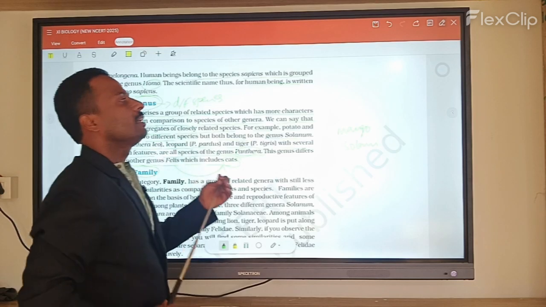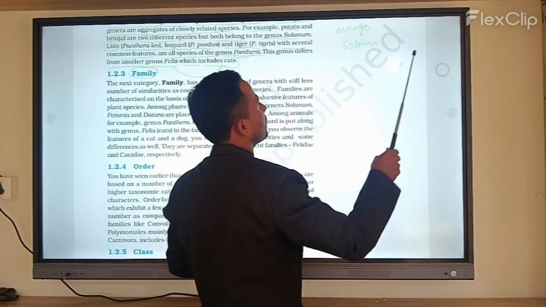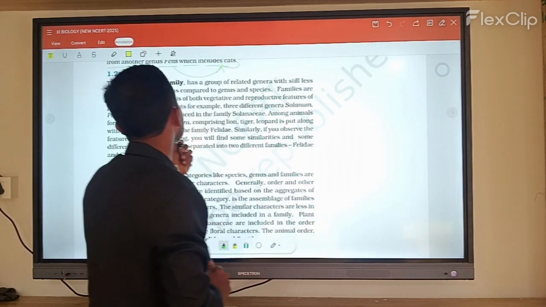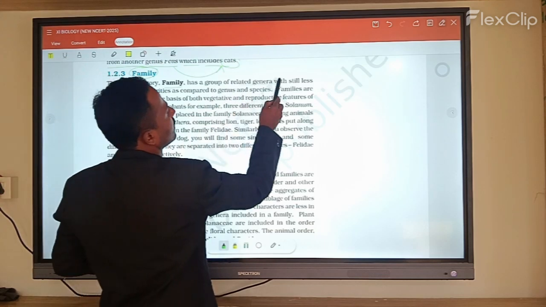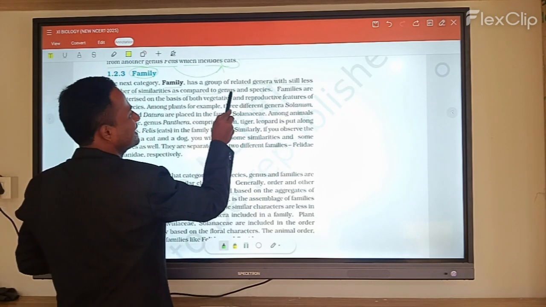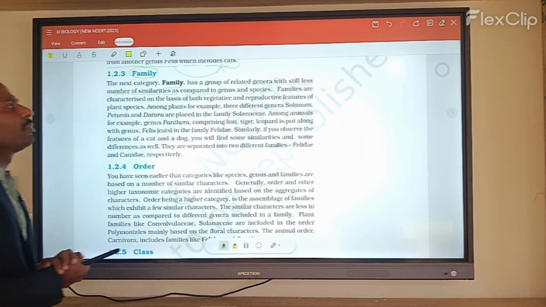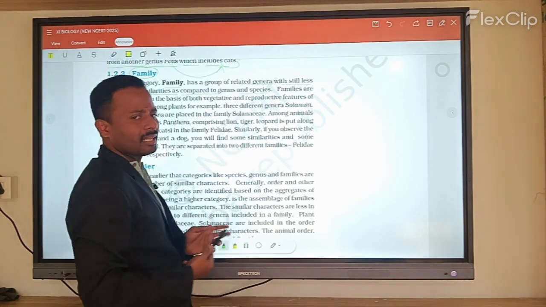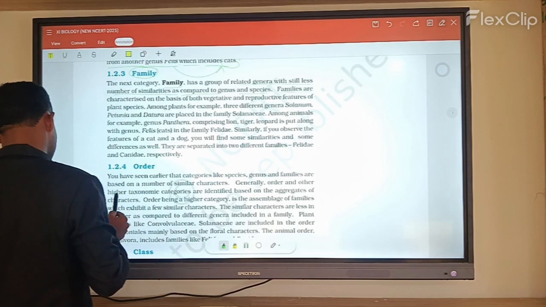What is a family? Here all related genera we keep under a family. The next category is family. It is a group of related genera with still fewer similarities compared to a genus and species. So a family includes a number of genera and species. Next, the families are characterized.